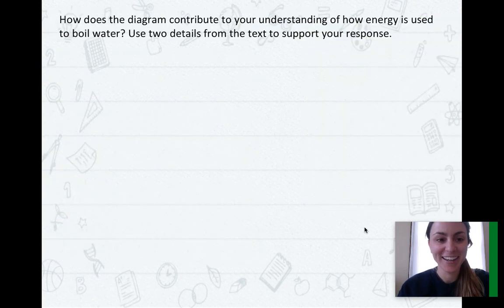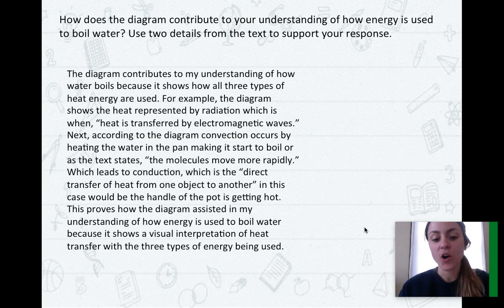So again, here it is all together with our restate, answer, details, and our analysis statement. So this is how your short response questions should be formed when referring to a text feature, specifically a visual text feature, because it's showing you something that the text can't or isn't necessarily telling you.